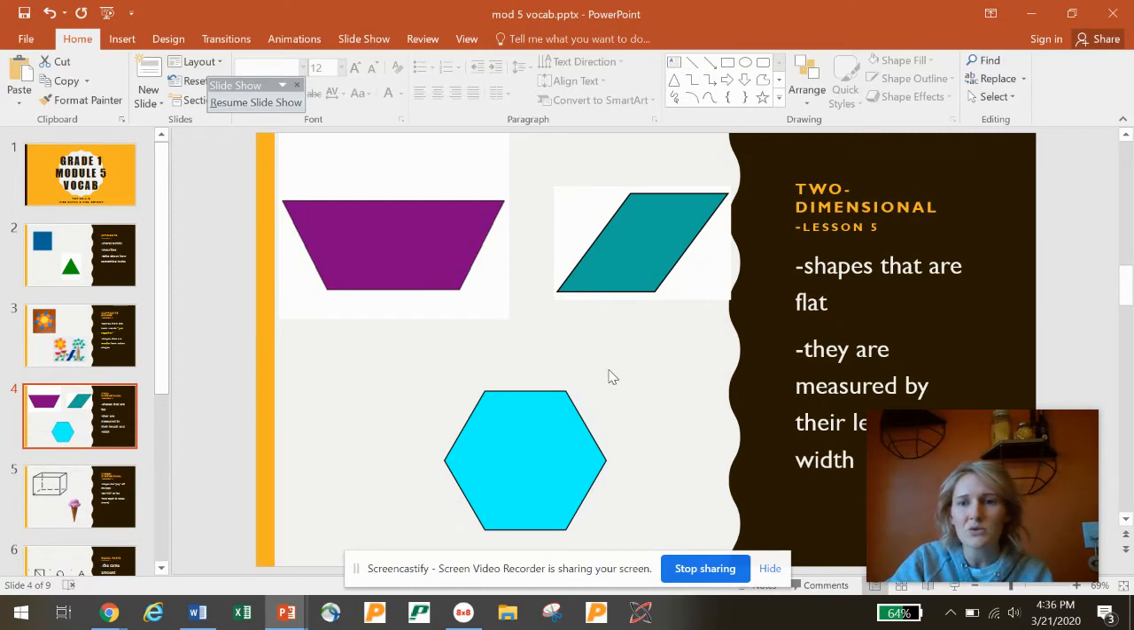Another term, a two-dimensional shape. I'm sure that we've all heard this one before, but just as a reminder, these are our flat shapes that lay flat on our papers. They're measured by their length and width only.